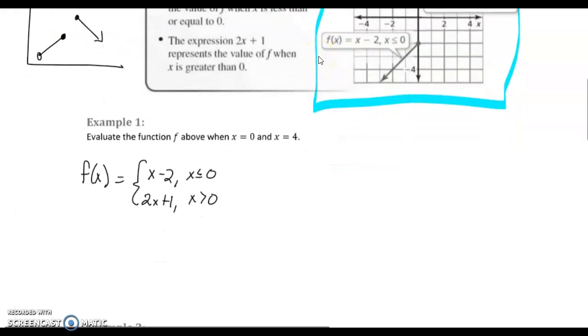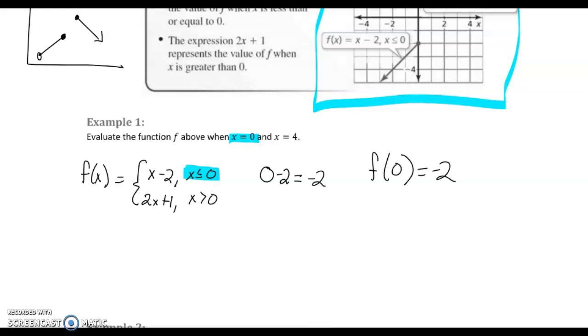Basically, when x equals 0, look at your domain, which is over here. x is less than or equal to 0. That works because it's less than or equal to, and x equals 0. So you're going to plug in 0 for x minus 2, and you get negative 2. So what that means is when x equals 0, the answer is negative 2.